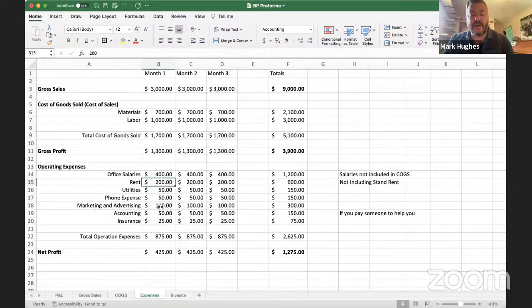Phone expenses, marketing expenses, accounting, insurance are all examples of operating expenses.